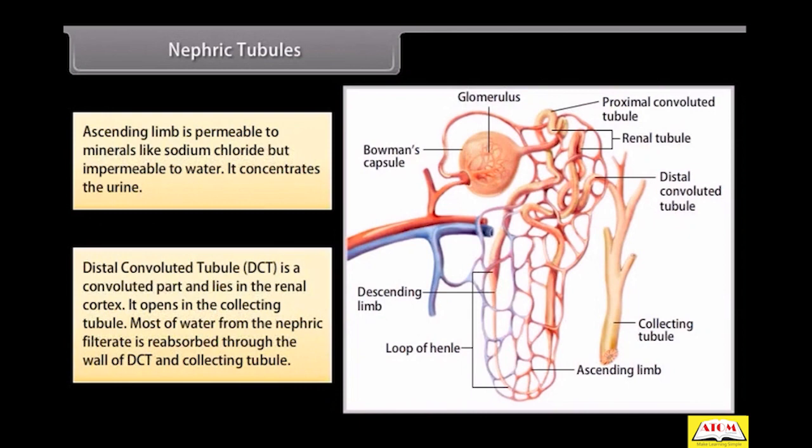Distal convoluted tubule (DCT) is a convoluted part and lies in the renal cortex. It opens in the collecting tubule. Most of the water from the nephric filtrate is reabsorbed through the wall of the DCT and collecting tubule.